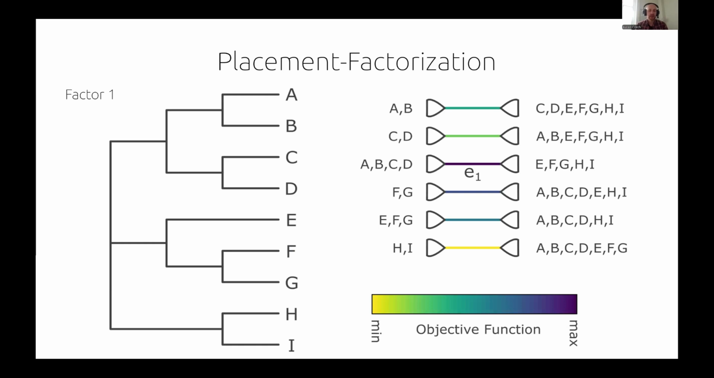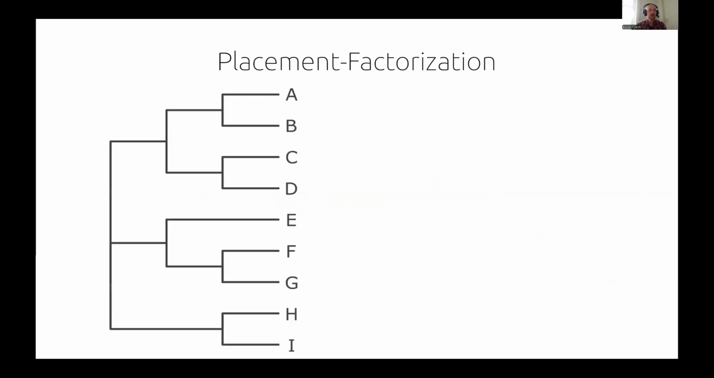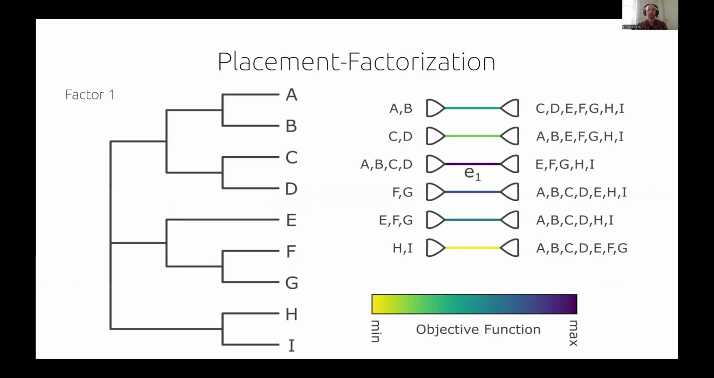So for example, in the first iteration, we would compute a fit of how well this correlation or this linear regression here that we saw would be between each edge of the tree, each inner edge at least. And we would see here that edge 1, this darkest edge on the right-hand side between clade A, B, C, D, so the top part of the tree, and clade E, F, G, H, I, so the bottom part of the tree on the left. This edge 1 has the strongest linear regression fit between this balance description of the edges and the metadata that we're looking at.